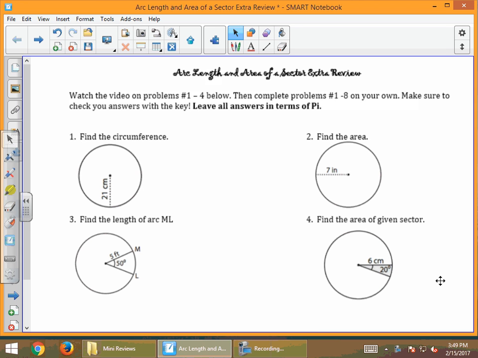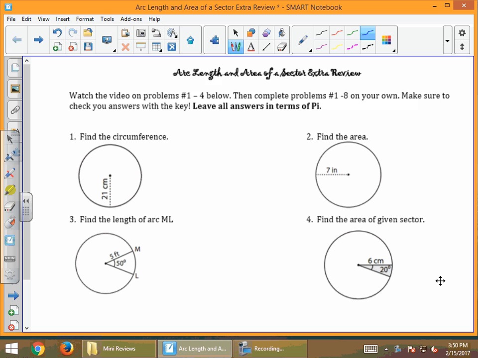In this extra review, we're going to go over finding arc length and area of a sector. Again, we're going to go over problems number 1 through 4 together, and then you're going to try the next 4 on your own. Again, the problems you do on your own, make sure you double check your answers with the key. And it's really important, leave all your answers in terms of pi for all the problems we're going to do. So number 1, we want to find the circumference.